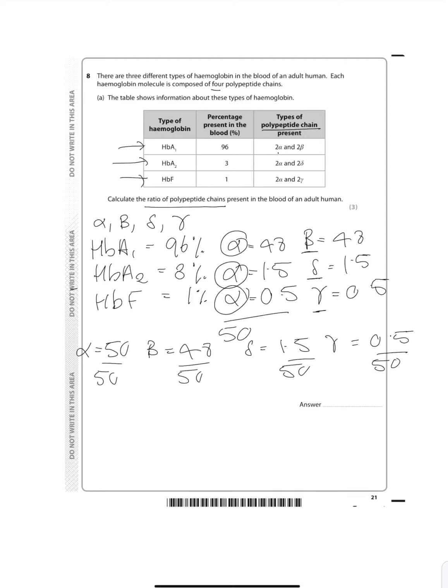And then we get percentages, just times by 100. So 100%. We get 96%. Times it by 100 to get 3. To get 1. And that's the ratios. And that's it.